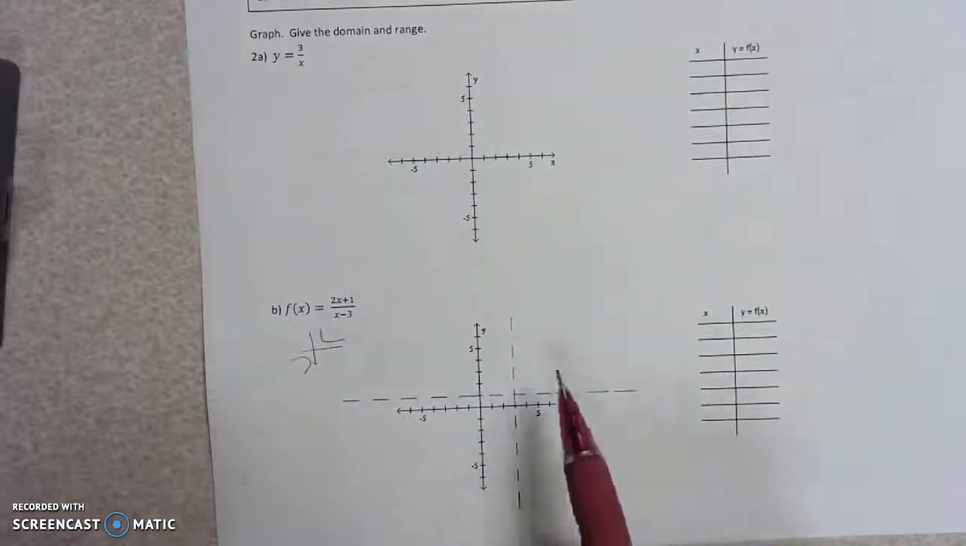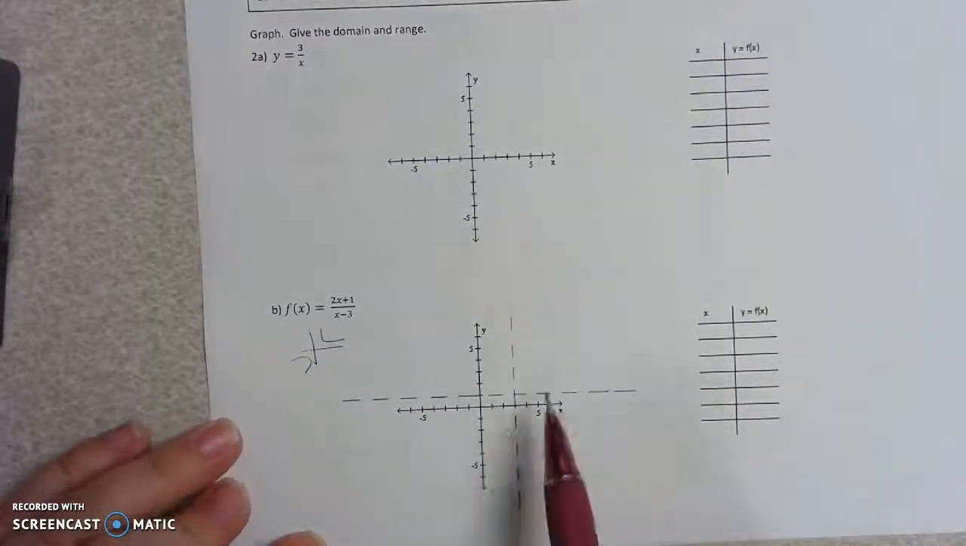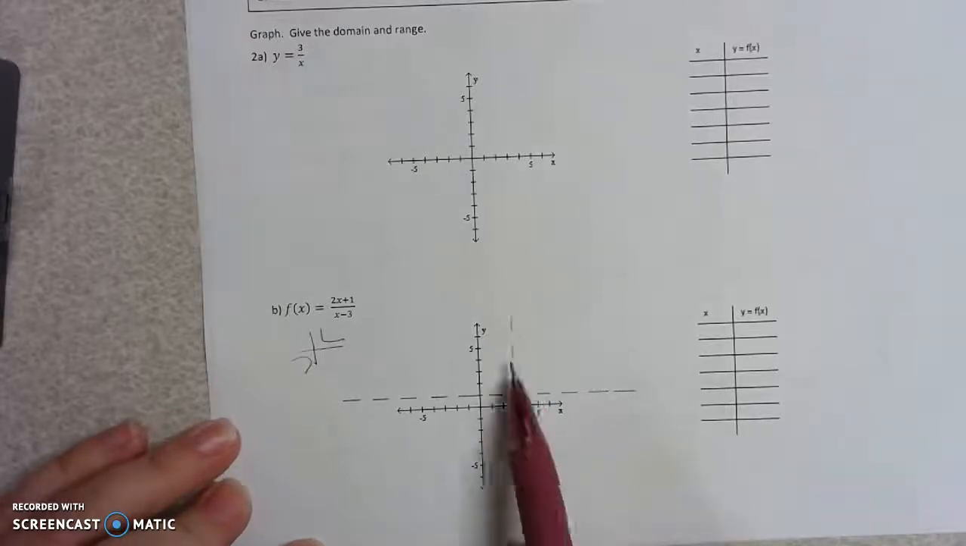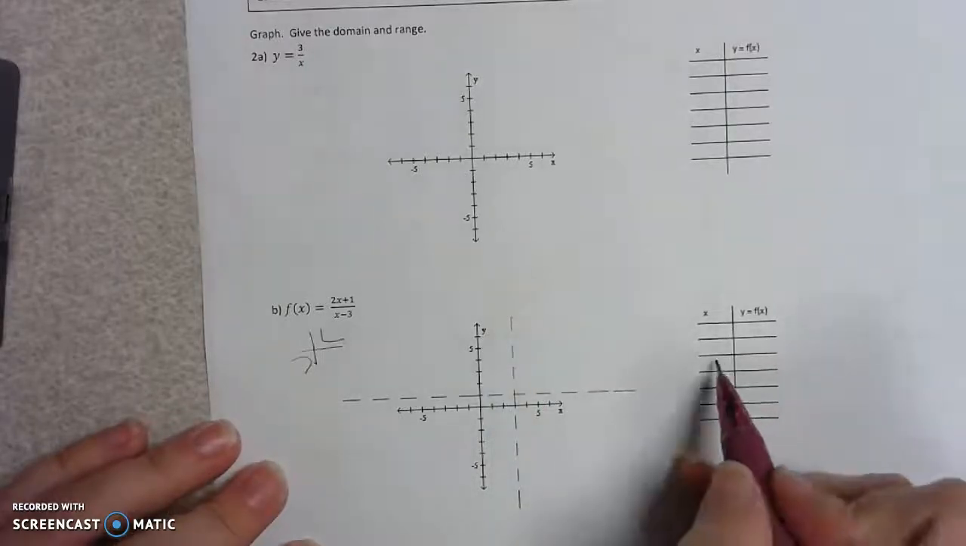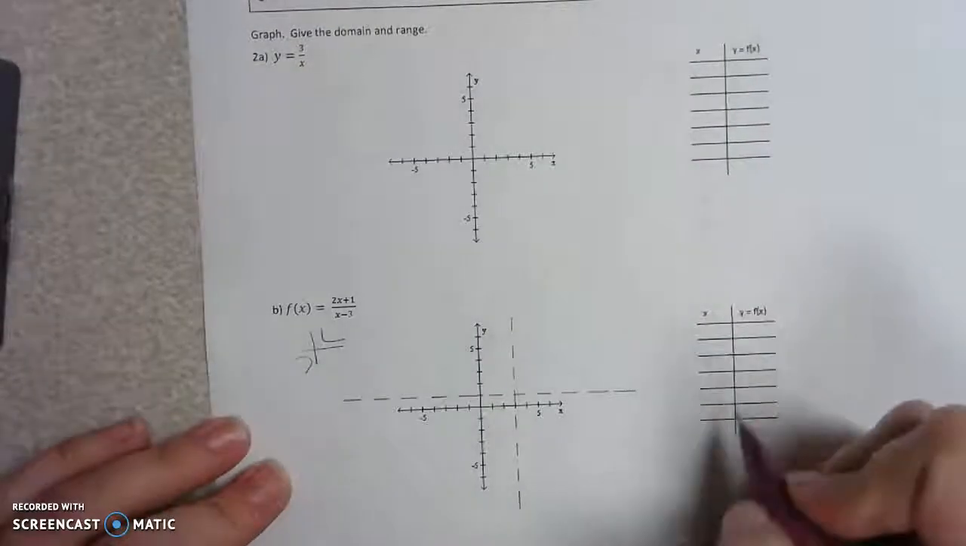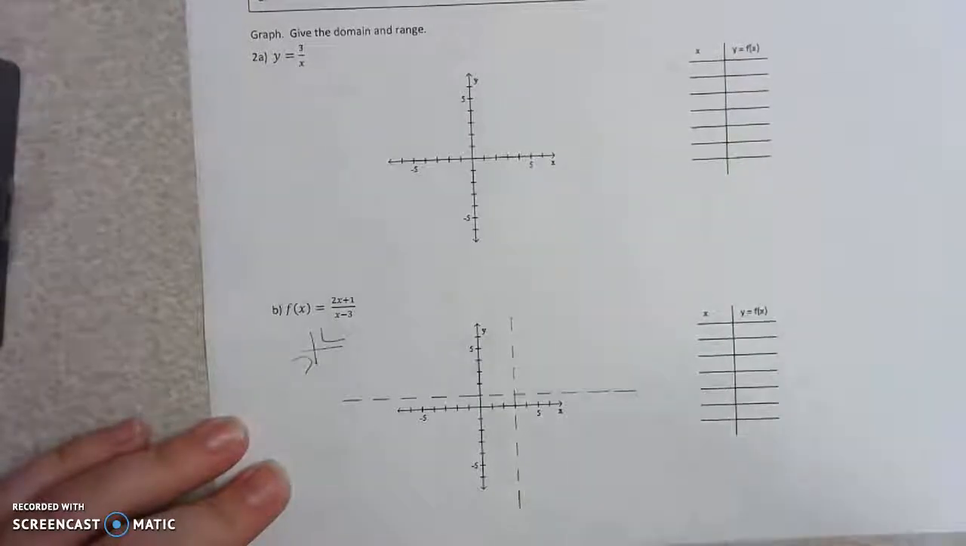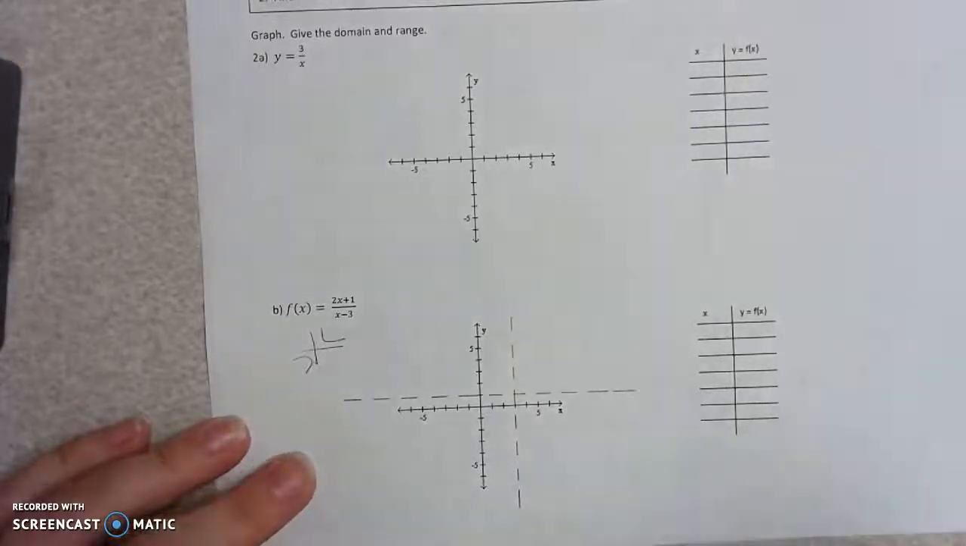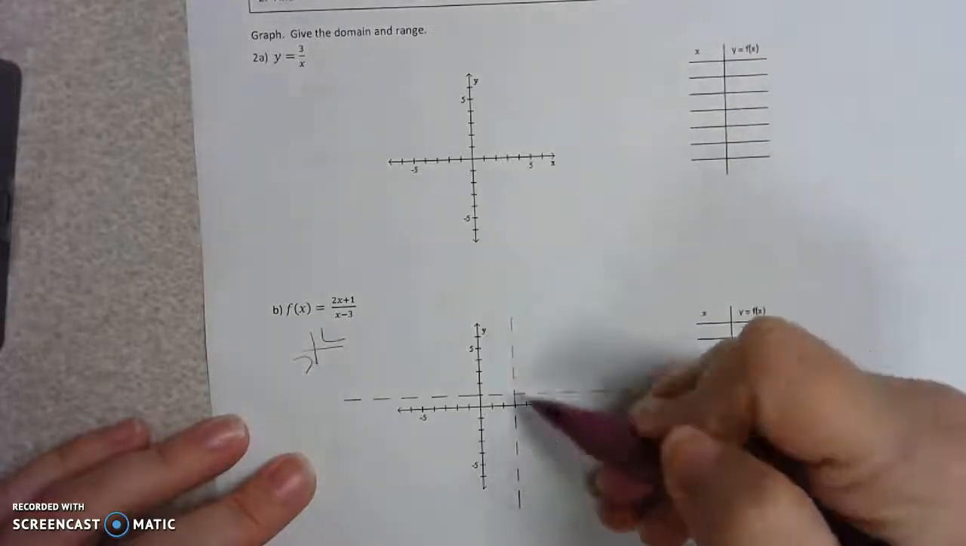Alright, so since my graph can't touch x equals 3, then 3 can't be an x, because that would make my function undefined if I filled that into the denominator. Remember, we found that on the last test when we were doing domain. For a rational function, we set the denominator to 0 and found what x could not be. And that is this vertical asymptote.